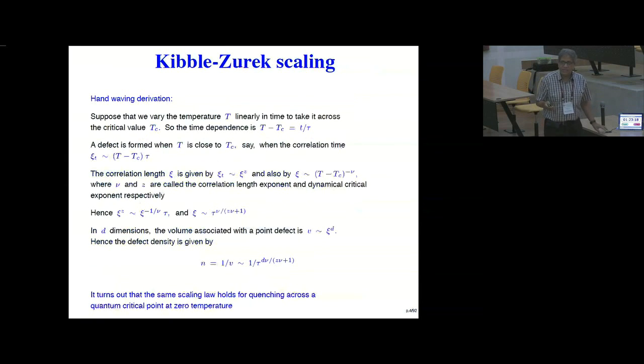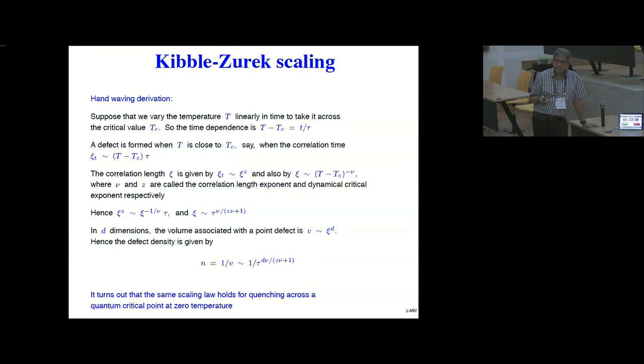Here's a hand-waving derivation of this Kibble-Zurek scaling. Suppose that we are varying the temperature. This part is about quenching of a classical system where you vary the temperature. But the rest of the talks will be about quantum systems where you quench across a quantum critical point. The ideas are very similar. So suppose that we vary the temperature T linearly in time to take it across the critical value, Tc. The time dependence, at least close to Tc, is of this form: T minus Tc is the time divided by this quenching time tau.